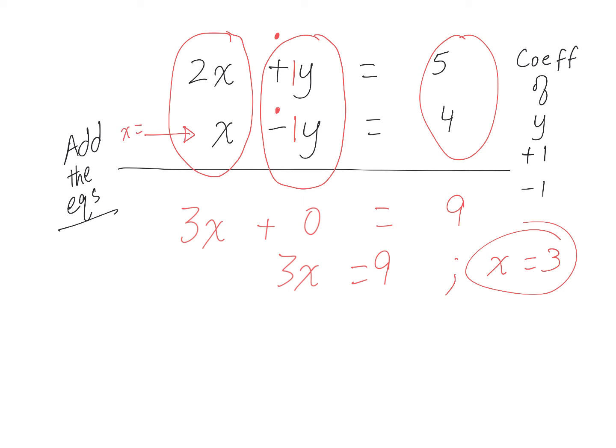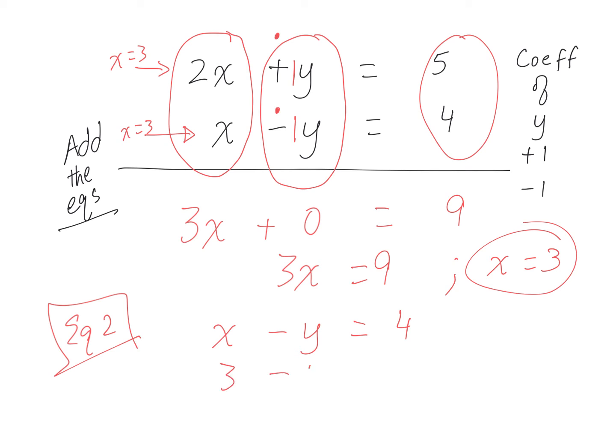I know x is 3. I can put that here, or I can even put it in here. And by plugging it back in one of the equations, will help me find the value of y. So let's use equation 2. So in place of x, I'm going to put 3, because that's the value I found. And then use SADMAP to solve. So I can move y to the other side and bring 4 to this side. So I'll get y is equal to 3 minus 4, and eventually I'll get y is equal to negative 1.